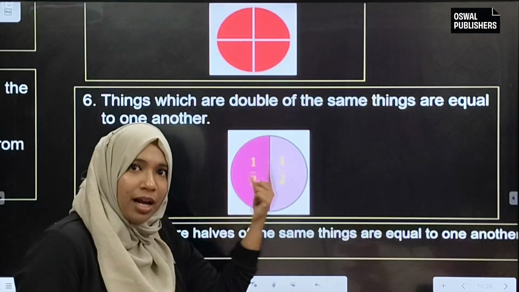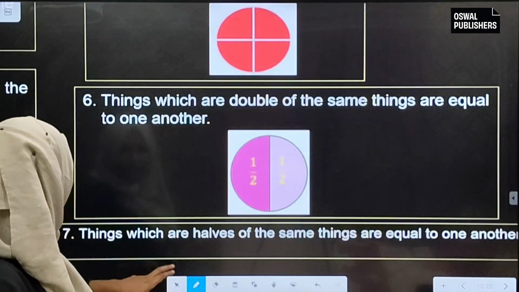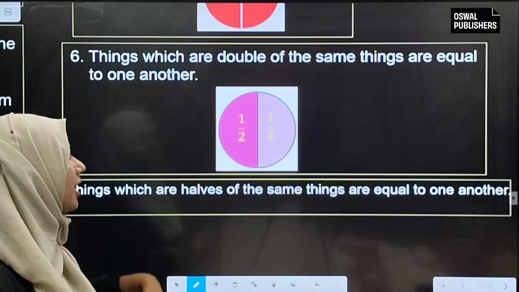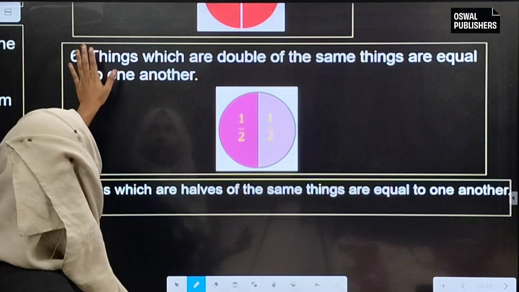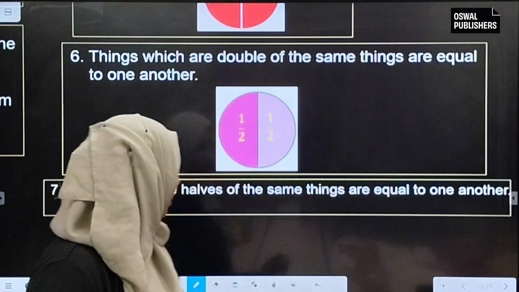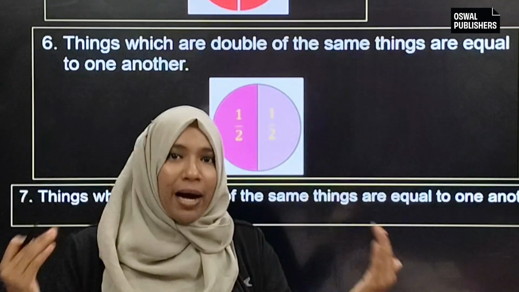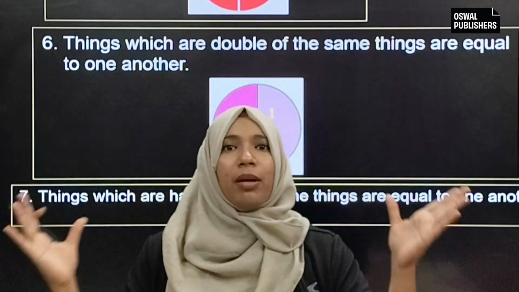Half of a thing and half of the same thing are equal to each other. So the next is the last postulate. The last axiom was things which are halves of the same things are equal to one another. We can say that it is a vice versa of the sixth axiom given by Euclid. That is things which are halves of the same things, what will the halves of the same things be? They are equal to one another. They will be equal to one another.